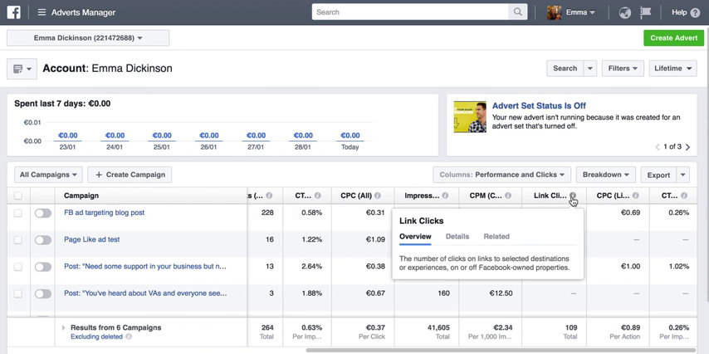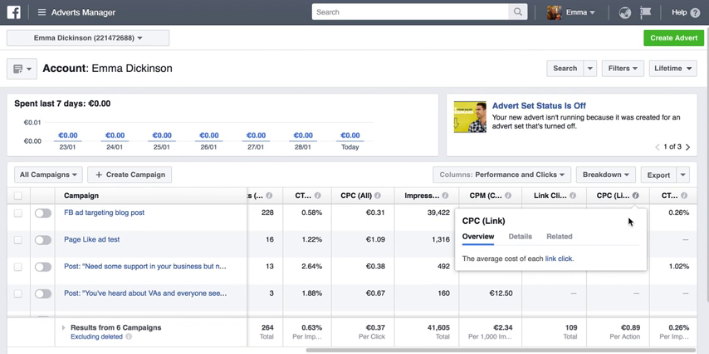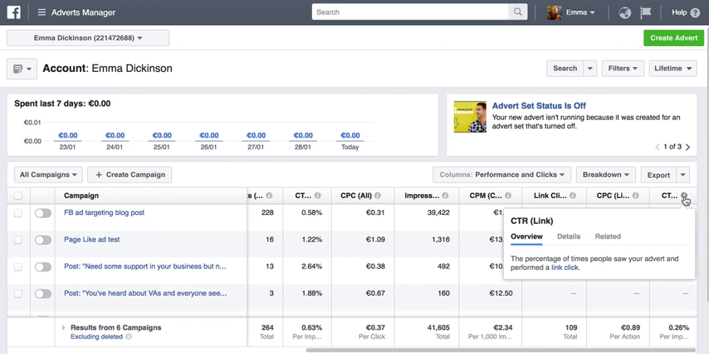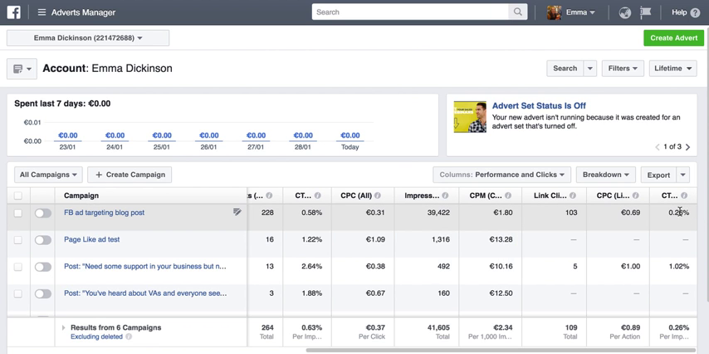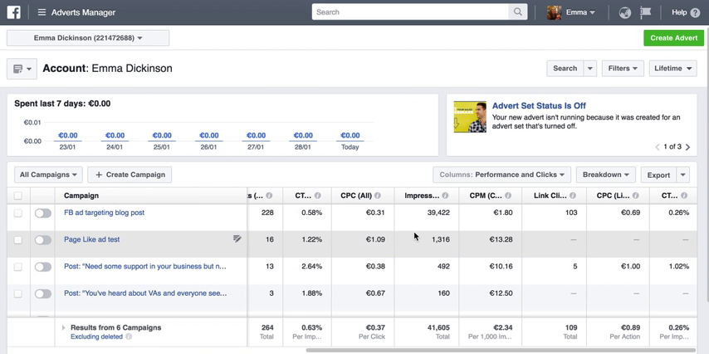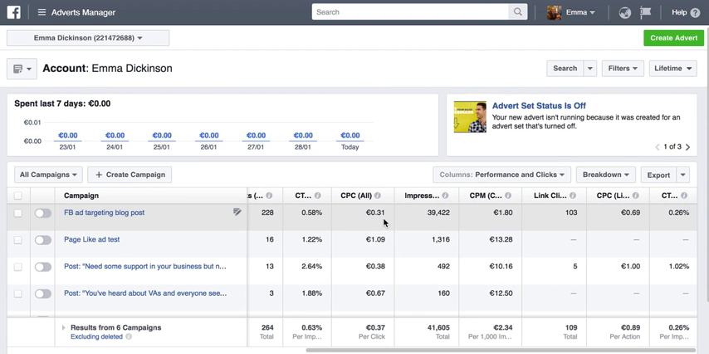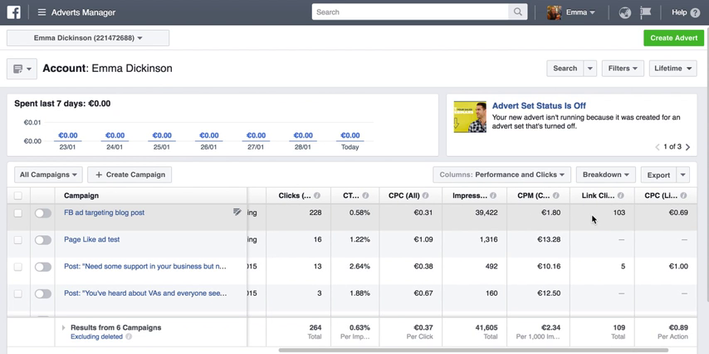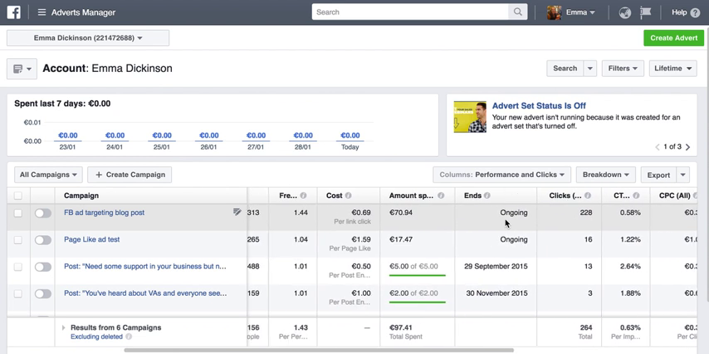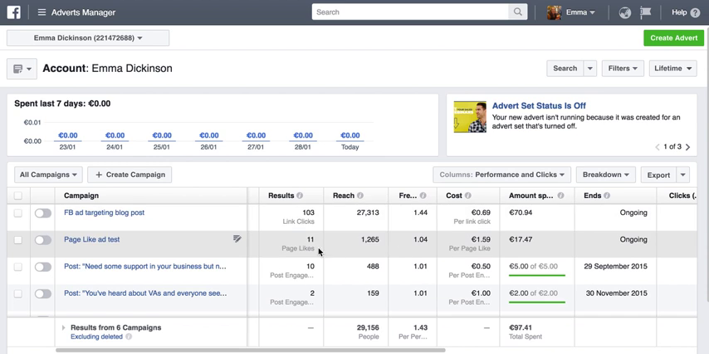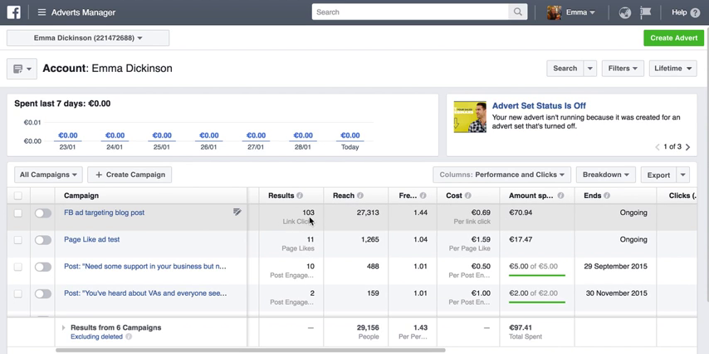Again, we're just going back through the link clicks, 103, the cost per click, 69 cents, and the click-through rate, again, really low for the click-through rate and not what I'd be looking for. If this was a conversion ad, if we just scroll back along to the start, if this was a conversion ad, instead of link clicks here, it would show conversions, and it would actually count up the number of people who signed up or bought or whatever the conversion is.